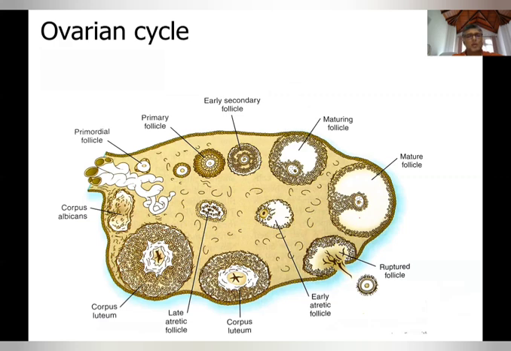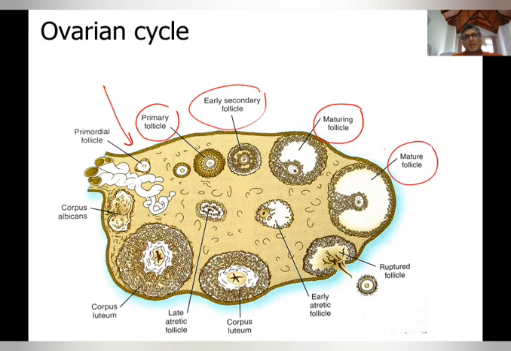Now if you look at an ovary, this is how you see it. This whole big thing is the ovary. Inside the ovary, as I said before, you can see follicles. It starts as a primary follicle, then early secondary follicle, then maturing follicle and mature follicle. You don't have to remember any of these names, they are not important. You just understand what is happening inside.